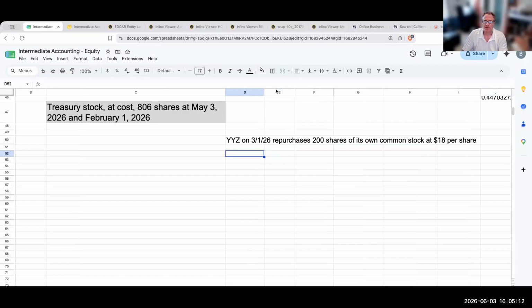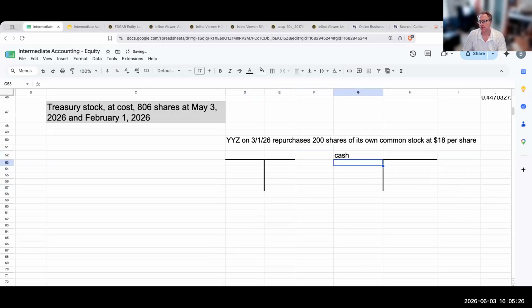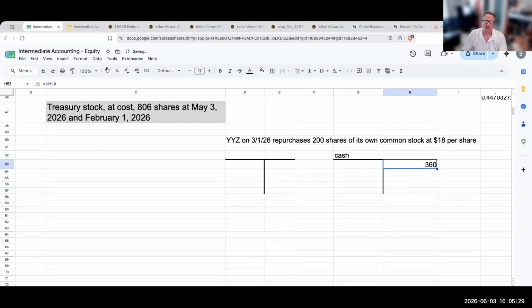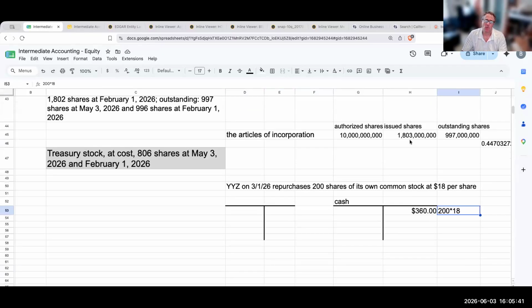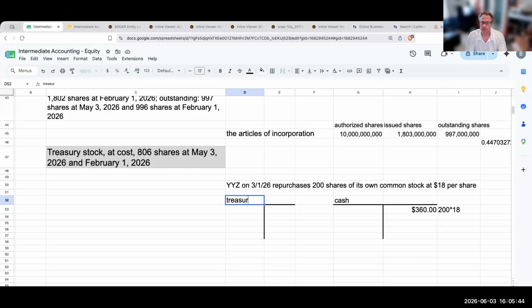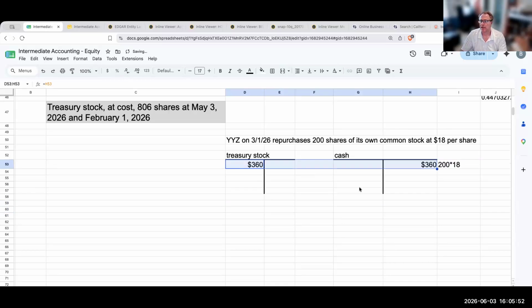So when it comes to Treasury stock, the way this is going to work, and again, always use T accounts, I'm repurchasing 200 shares of my own common stock for $18 per share. Well, we know that cash is going down because I'm spending $360 to buy back my own stock. If cash is an asset, we decrease that asset with a credit. But what do I debit? Debit Treasury stock for 360. Okay, that's what's happening over here.